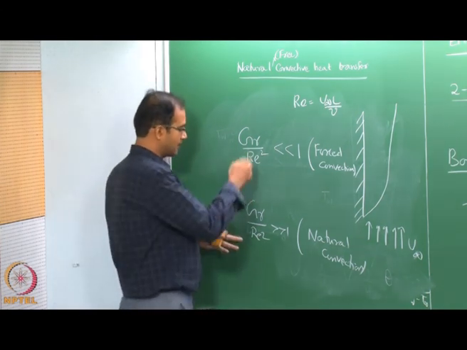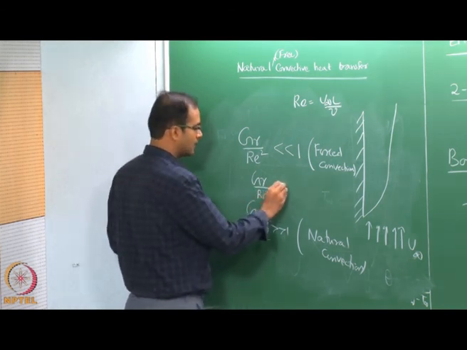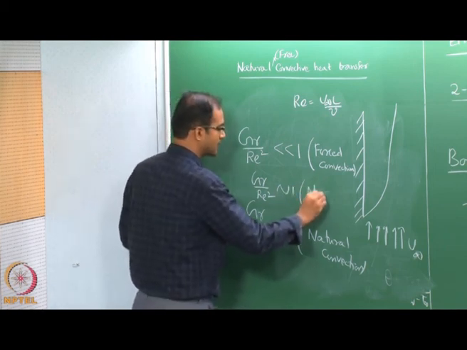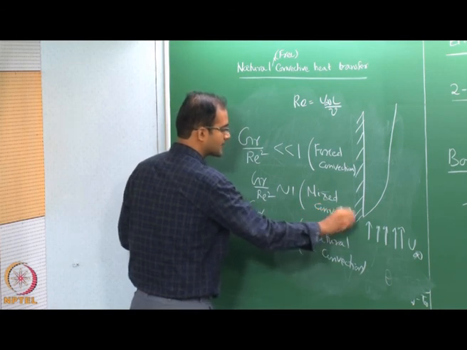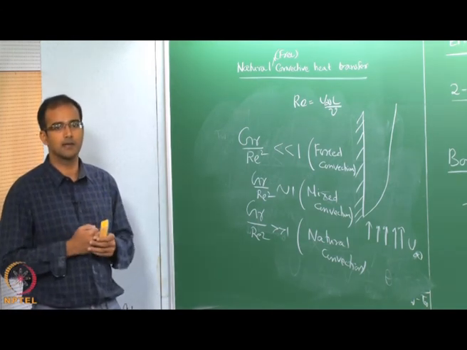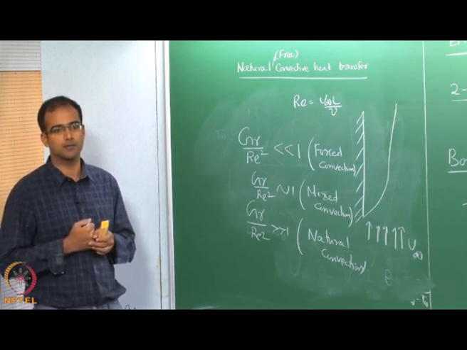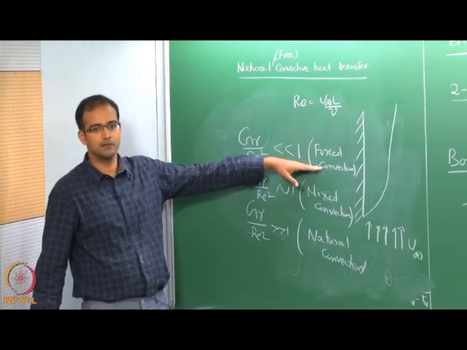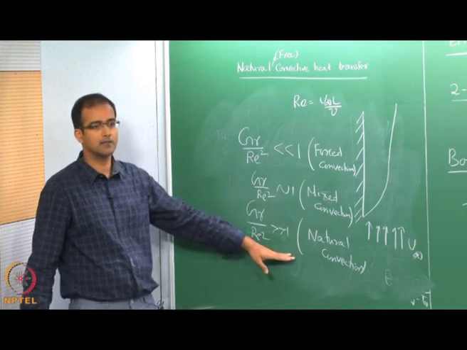So, the region where this is significant, that is of the order of 1, okay, here this is called mixed convection. So, in the case of mixed convection, both the effects of forced convection and natural convection will be equally significant. You cannot completely ignore either of them. So, we have already seen cases of forced convection, derived the correlations for Nusselt number and so on. Similarly, for natural convection we will do it.